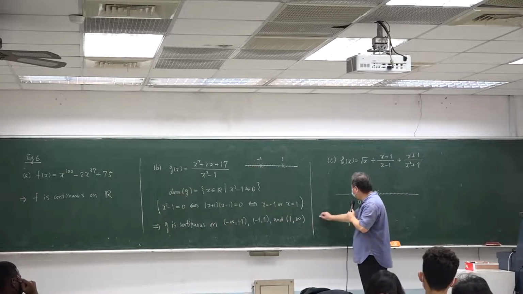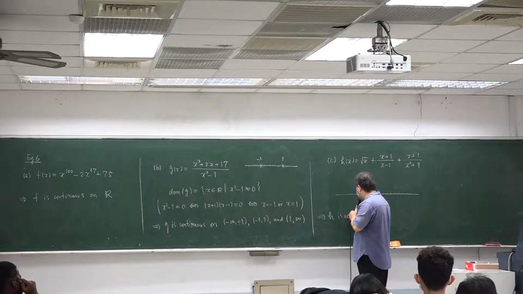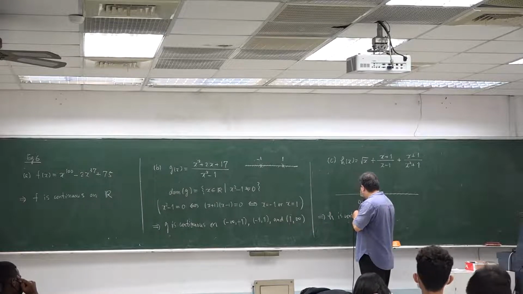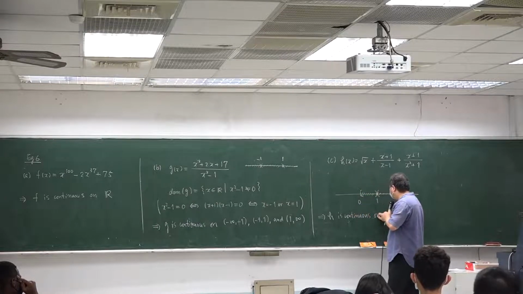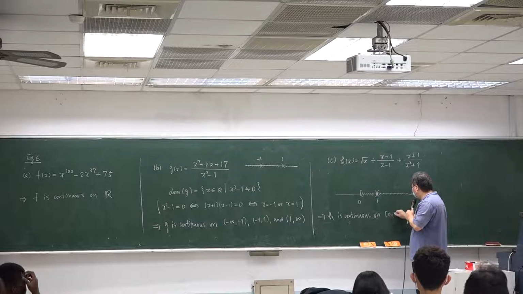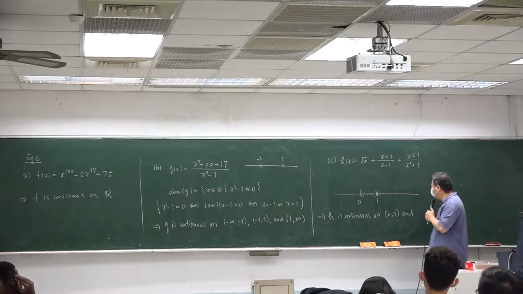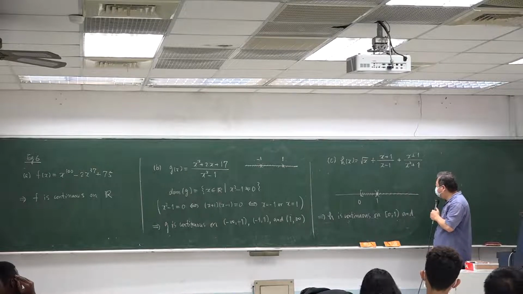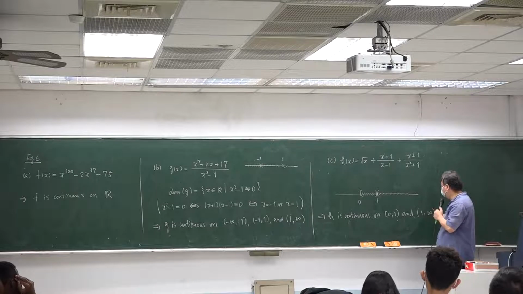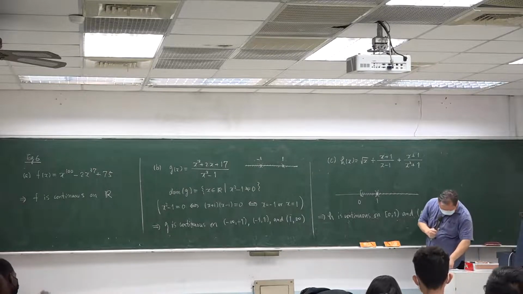In summary, the function h is continuous on this half-open interval [0, 1) and this open interval (1, infinity). Very well.